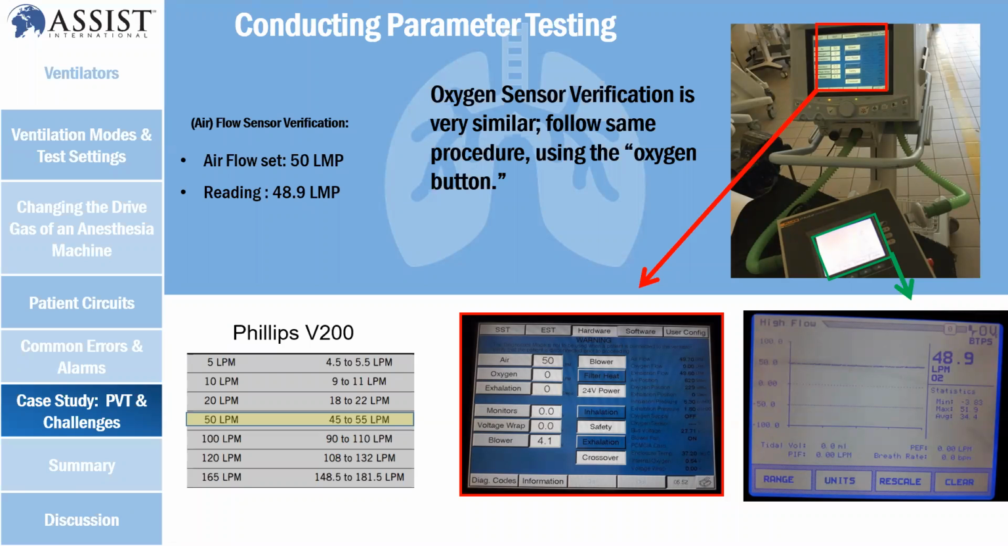So oxygen sensor verification is very similar, follow the same procedure using the oxygen button. Okay, so you need to go to the particular parameter mode and change the flow that you're checking. For example, you set 50, the range should be somewhere 45 to 55 liter per minute. So this particular analyzer is showing 48.9. That means inside the range.